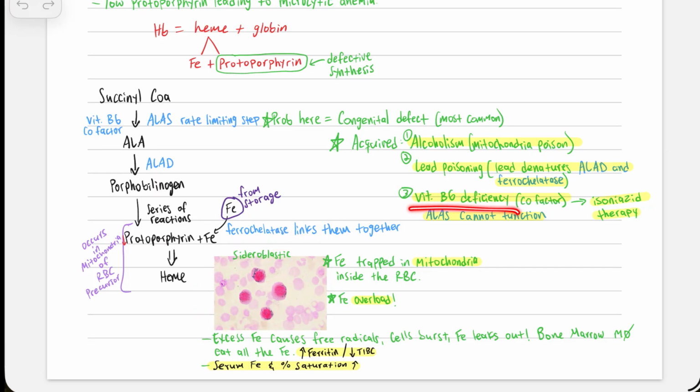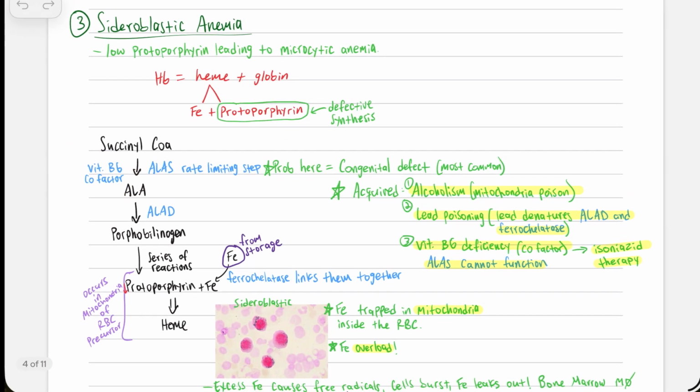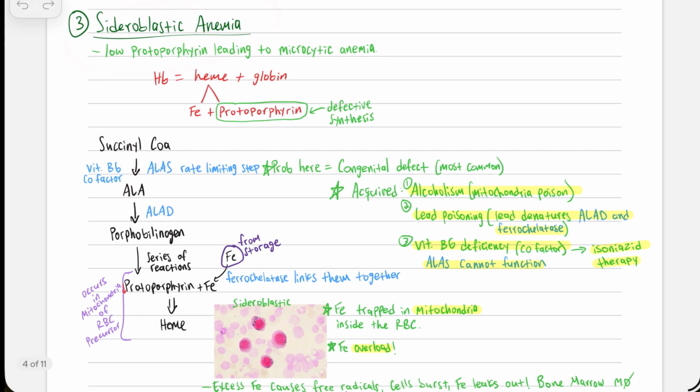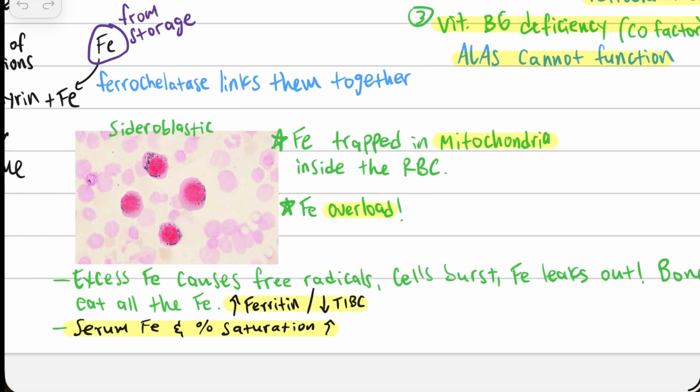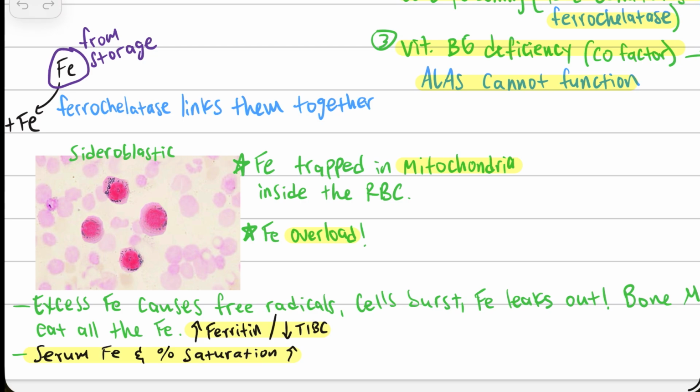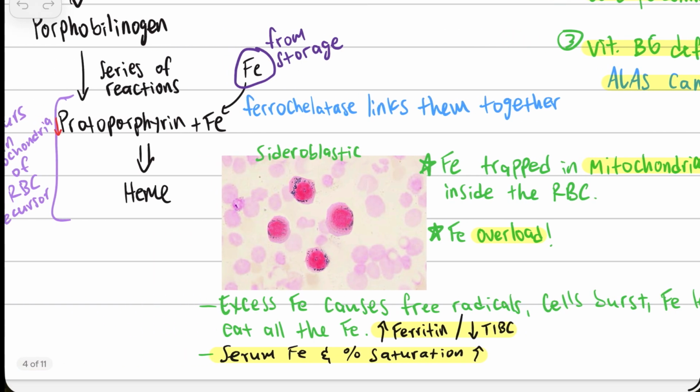You may think about, okay, they may be deficient in vitamin B6. That's a cofactor, and I'm thinking sideroblastic anemia. And so this picture right here is actually showing us what you would see in a blood smear. So this is what sideroblastic anemia would look like under the microscope. And these little blue dots in the red blood cells are iron that's trapped in the mitochondria. And you have an iron overload.